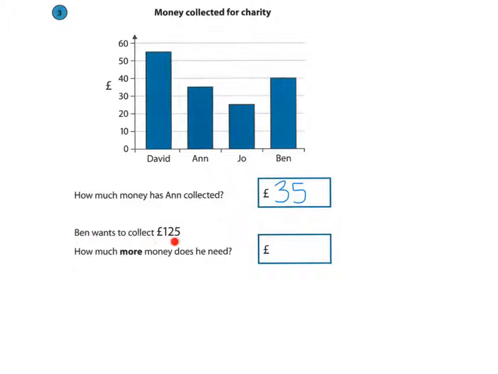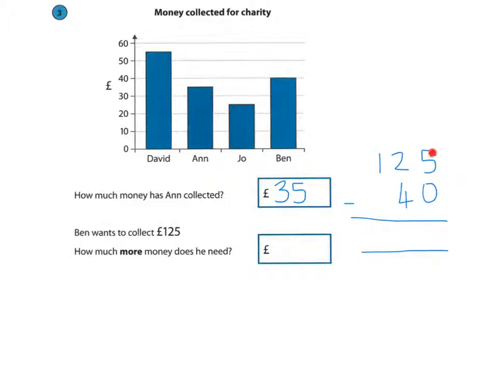Ben wants to collect £125. How much more does he need? If we have a look at Ben, we need to know how much that he's collected already. So we can see he's collected £40. So we need to find the difference between 125 and 40. If we do a vertical subtraction on the side to find the difference, 125 take away 40.